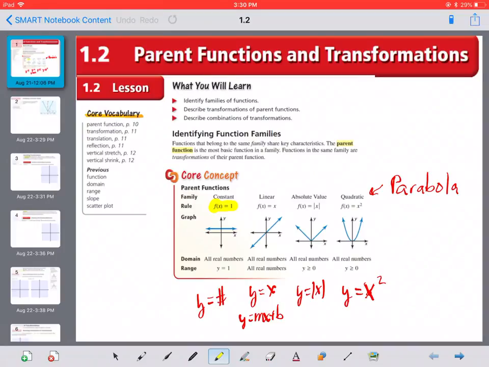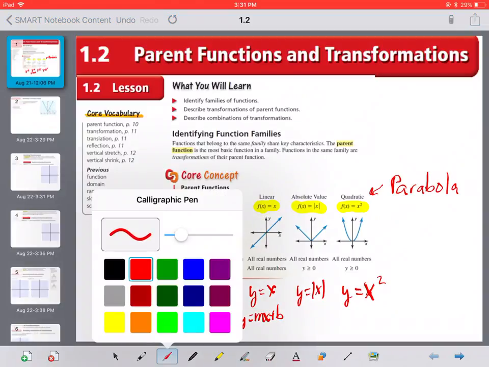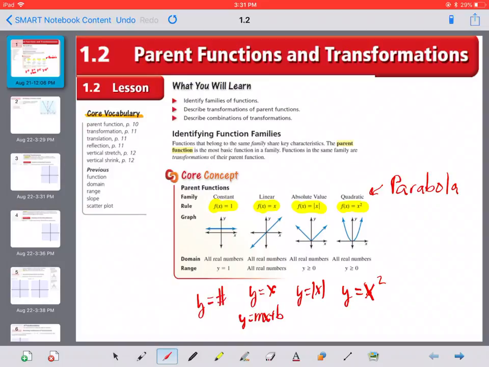You can see an example of a parent function right here. f of x equals 1, f of x equals x, f of x equals the absolute value of x, f of x equals x squared. Down at the bottom, I've written those out as y equals as well, because those are equivalent. When we talk about the parent function, we're talking about the very first version, the most basic, stripped down, no bells and whistles, no adds, subtracts, multiplies, or divides, just the first basic version.